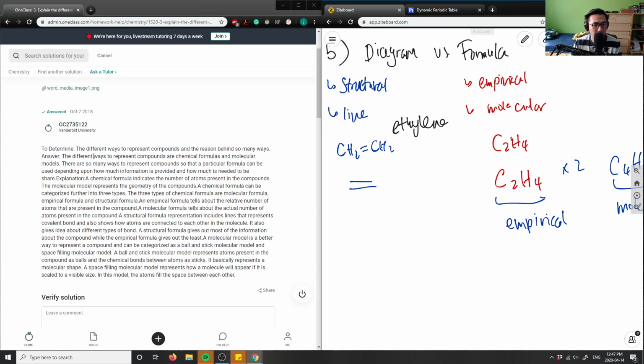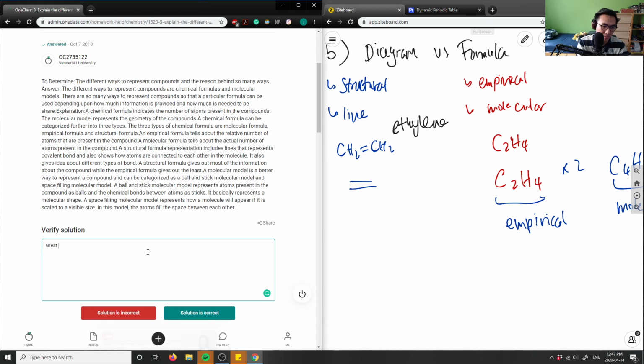Let me look at the problem here. It says chemical formulas and molecular models, so it's kind of the same thing. They broke it down into empirical and molecular formulas, which is great. Structural formulas and molecular formulas, space filling. They talk about bonding, molecular shape, and orbitals as well. And they talked about the relative number of atoms in empirical formulas and the actual number of atoms in molecular formulas, which is great. So this is a good explanation. It's basically a summary of what I said. Great summary, great solution and analysis here.